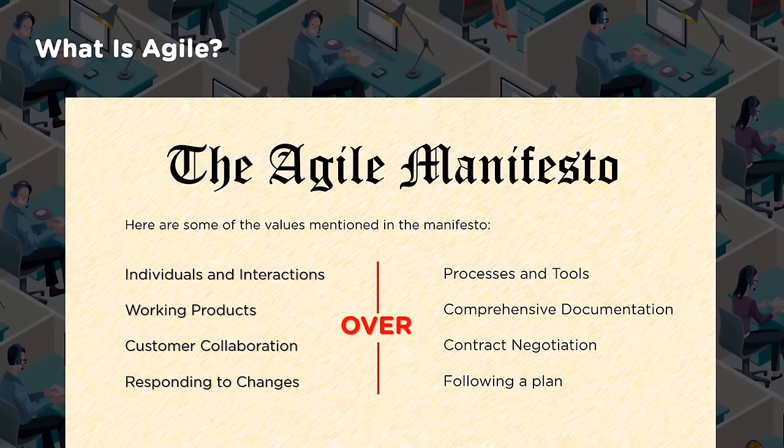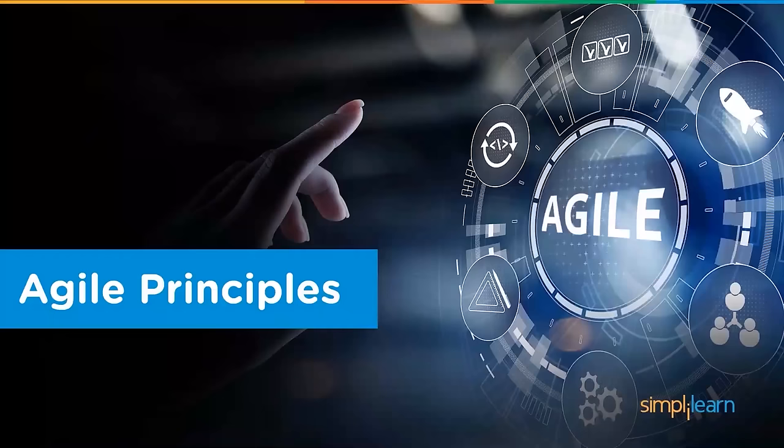So this is called the Agile Manifesto, and this Agile Manifesto has 12 principles associated with it. Keeping the Agile Manifesto and its 12 principles in mind, all the agile methodologies have created their own approaches and frameworks. Now let us look at what those 12 principles, the agile principles, are.